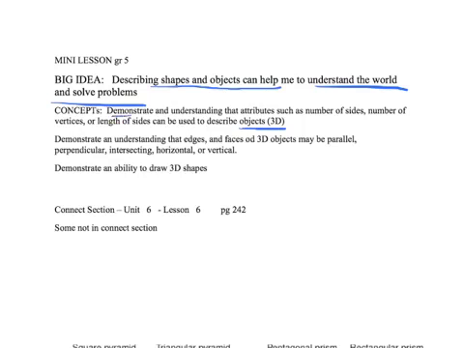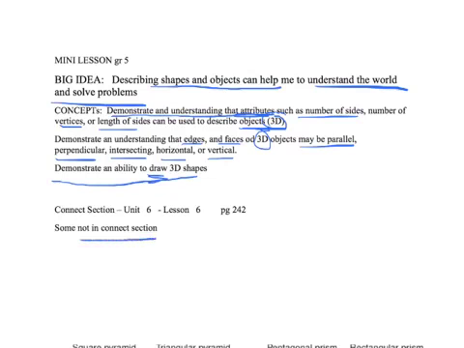We're still going to demonstrate an understanding of the attributes, such as the number of sides, the number of vertices, the length of the vertices, and whether edges and faces are parallel, perpendicular, intersecting, horizontal, or vertical, all relating to 3D objects. Eventually you will move on to being able to draw a 3D object. This is lesson 6 in unit 6. Some of what you see today will not be in your Connect section.